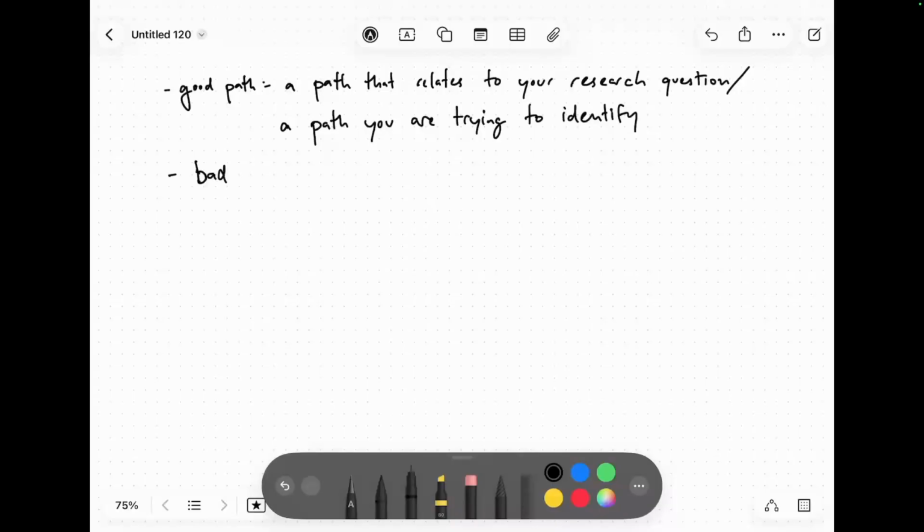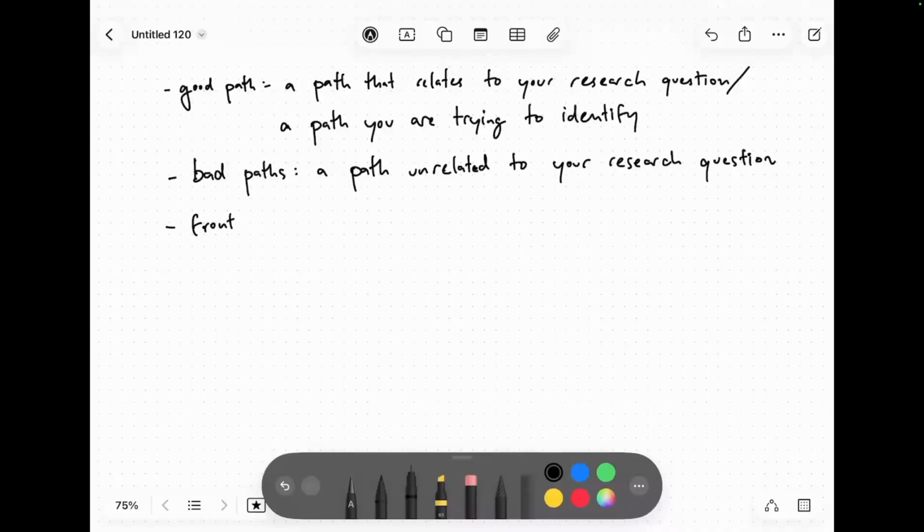We have bad paths. This is a path unrelated to your research question. A front door path is a path where all arrows point away from treatment.